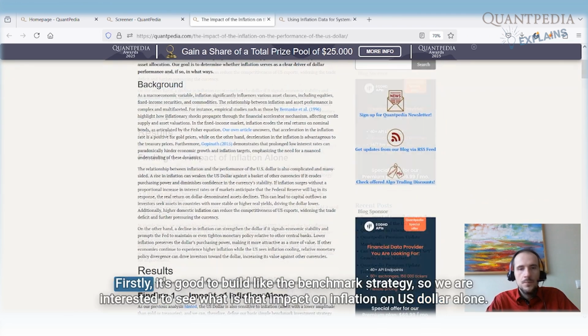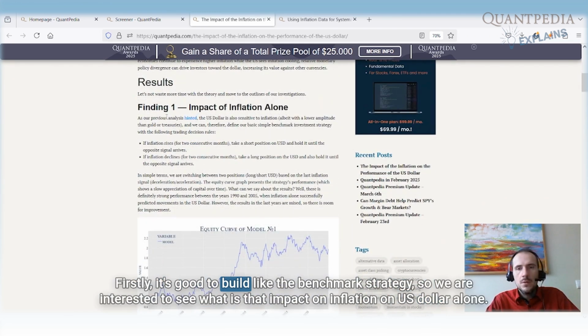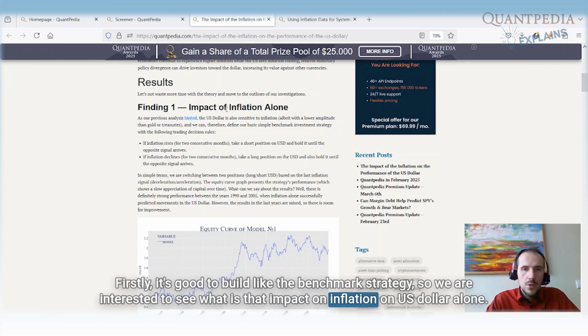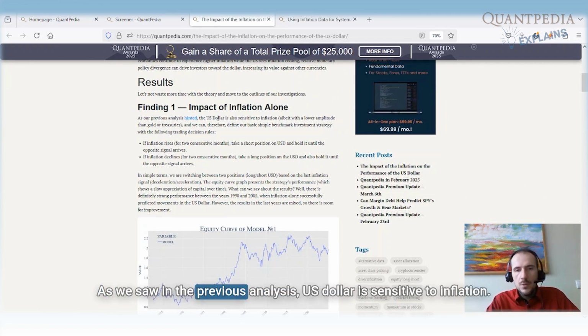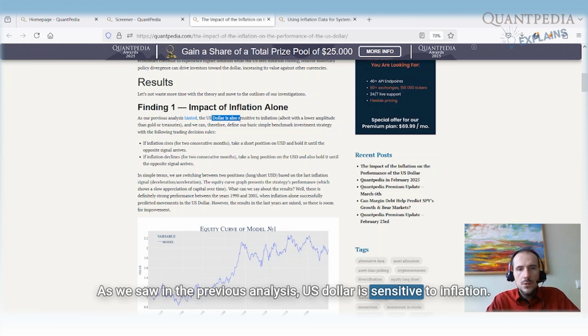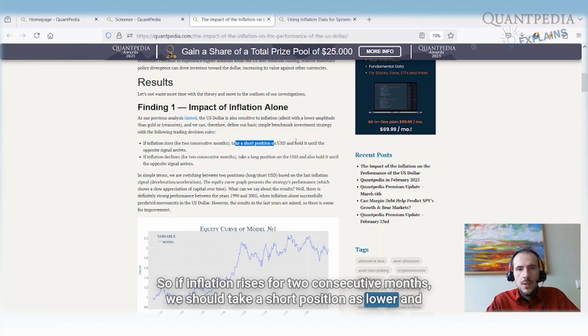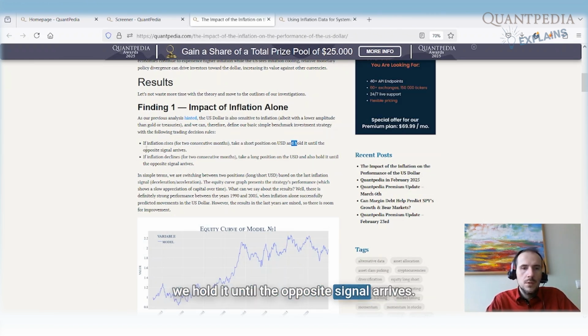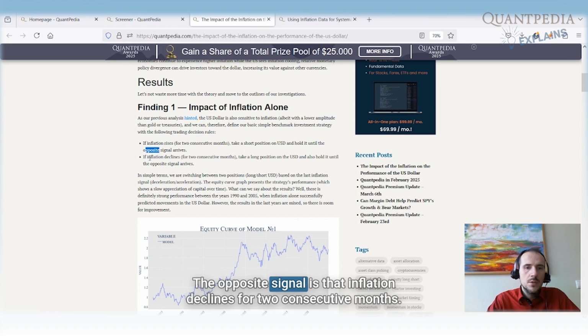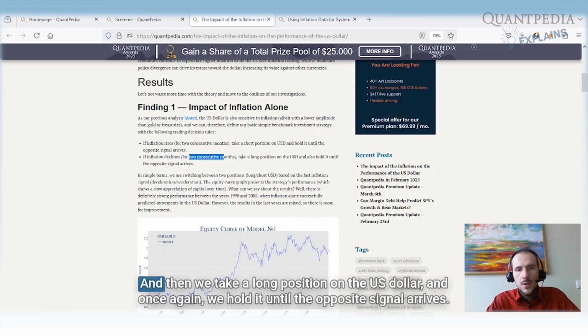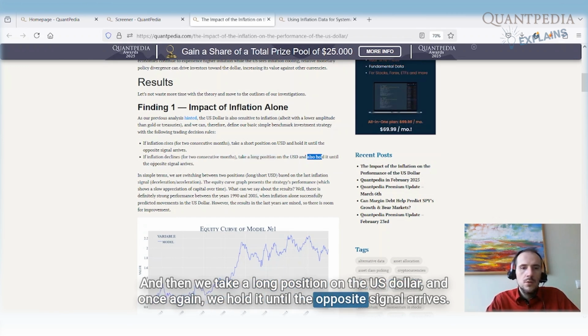So here we are, and we have an article about the impact of inflation on the performance of the US dollar. Firstly, it's good to build a benchmark strategy. We were interested to see what the impact of inflation on the US dollar alone is. As we saw in the previous analysis, the US dollar is sensitive to inflation. So if inflation rises for 2 consecutive months, we take a short position in the US dollar, and we hold it until the opposite signal arrives. The opposite signal is that inflation declines for 2 consecutive months, and then we take a long position on the US dollar, and once again we hold it until the opposite signal arrives.